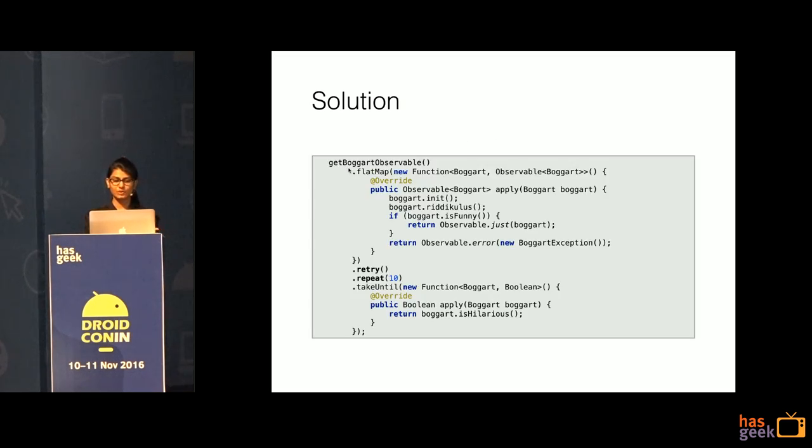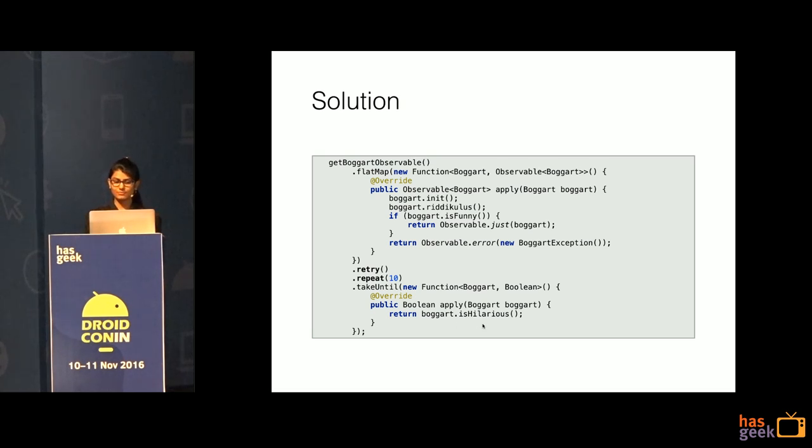This is the code for it. We'll get the boggart observable. We will apply any function here. In this case, we are applying a ridiculous function over it. If the boggart is funny, we are emitting the boggart. Otherwise, we are emitting the error. And if the boggart is not funny, this will result in an error case, and whenever any onError is triggered, retry comes into the picture. So now what will happen is this will get retried, and if it gets successfully completed, it will repeat 10 times. And I have used another operator over here, takeUntil. So this thing will be repeated until our operation, the boggart gets hilarious.